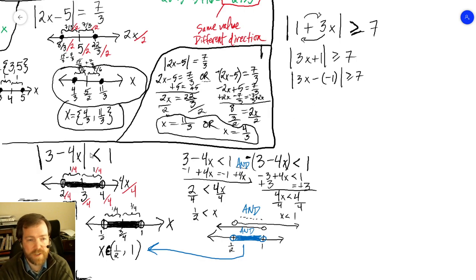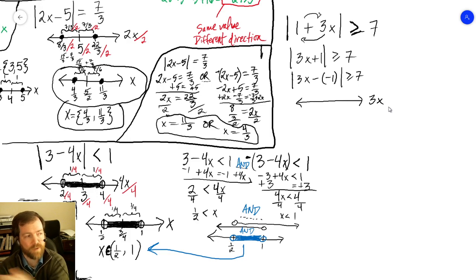Okay, now it's just like all of these other ones that we did. So over here we're going to say we've got a number line. It has a variable term of 3x. We're trying to find the distance between 3x, which we don't know where it is, and the value negative 1, which is here. That's our target. The distance that we want must be greater than or equal to 7. So find the borders. It goes 7 to the right. It goes 7 to the left.